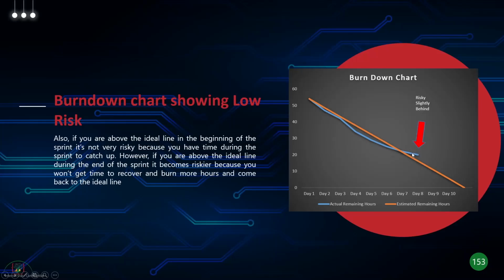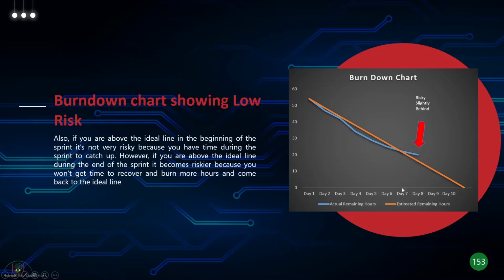Once you go above the ideal line, that is a problematic area. That means that you are not burning down enough hours. That shows a problem. That means that there's some other issue happening here. There's some other impediment due to which you're not able to complete your work. You're not able to burn down as many hours as you need. So it basically will show you that you might be behind schedule.